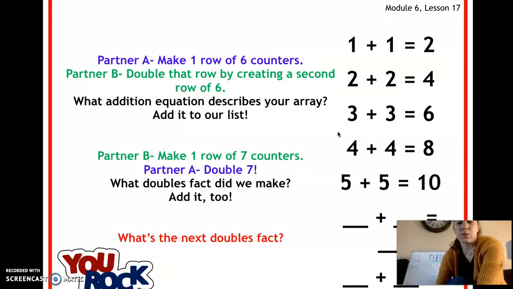And then it asks you what would be the next doubles fact. So we did 1 plus 1, 2 plus 2, 3 plus 3, 4 plus 4, 5 plus 5. Then we did 6 plus 6 and 7 plus 7. What would come after that?